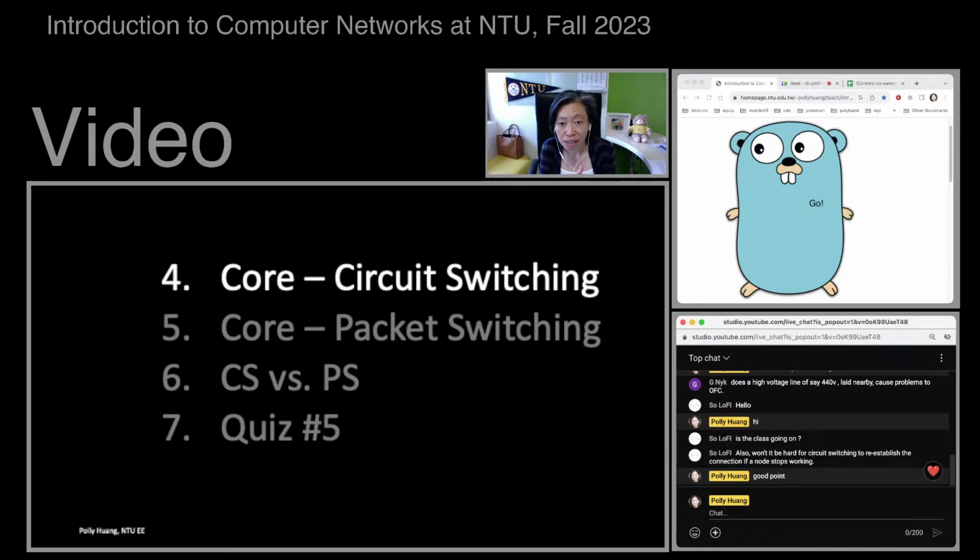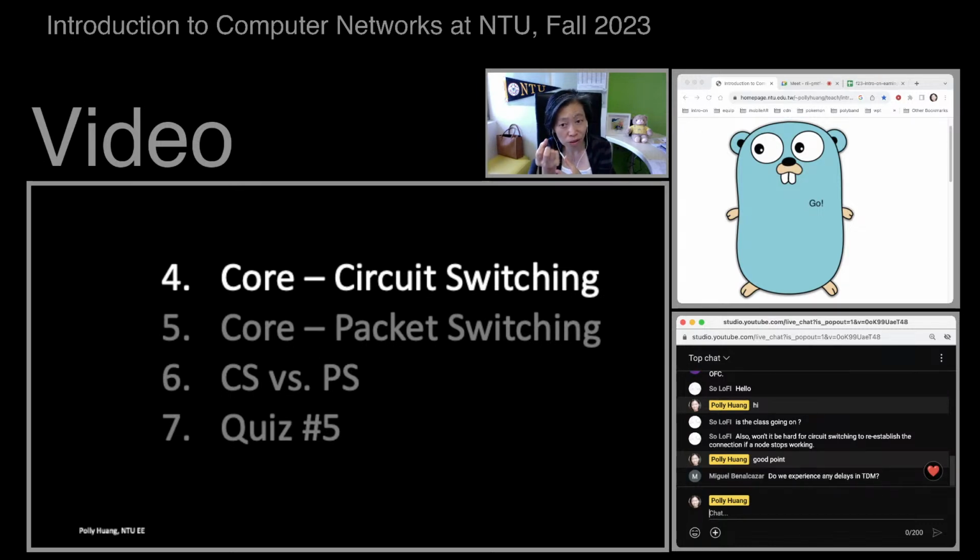Okay. There was a comment, I would say, from Solo-Fi. Wouldn't it be hard for circuit switching to re-establish the connections if a node stops working? Yeah. If there's a switch in the middle that's broken and comes back on, all the connections going through that node will need to be re-established.